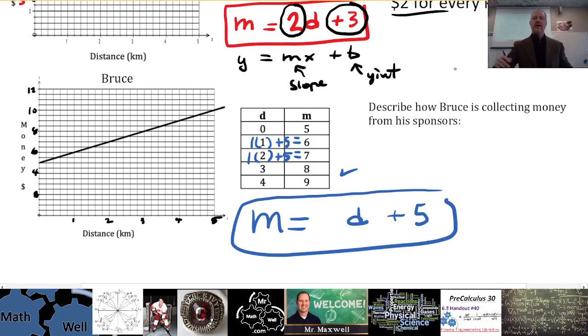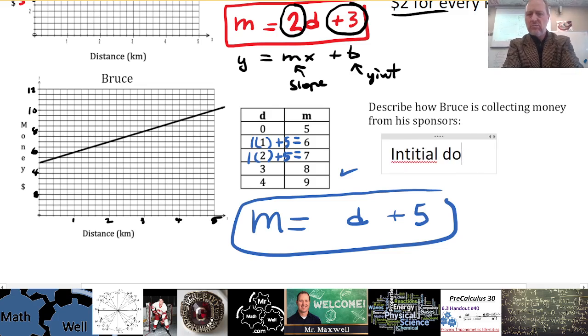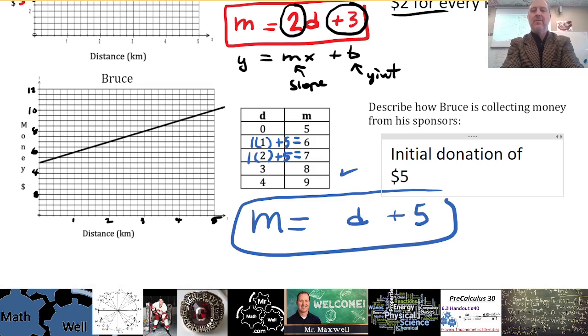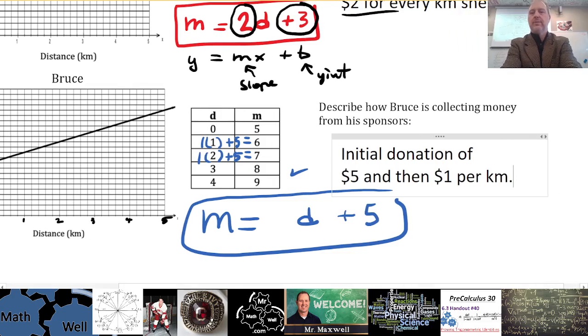Now, describe, Bruce, how he's collecting money. So it looks like he is looking for an initial donation of how much? $5. Right on. So initial donation of $5. And then, how much per kilometer? $1. Yes, $1 per kilometer. Okay.